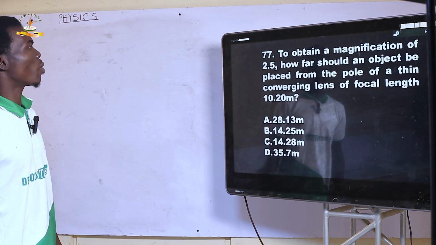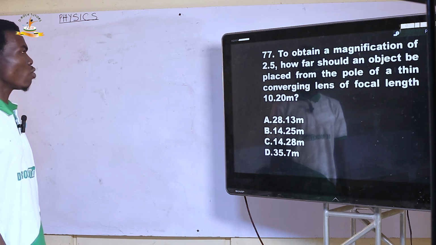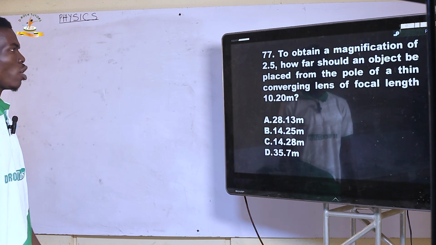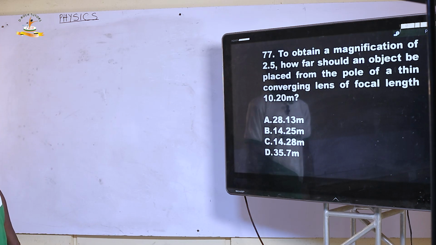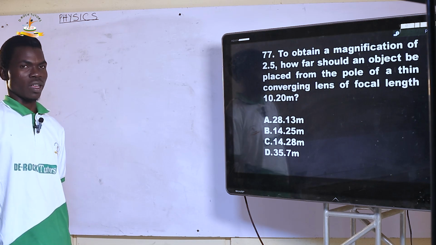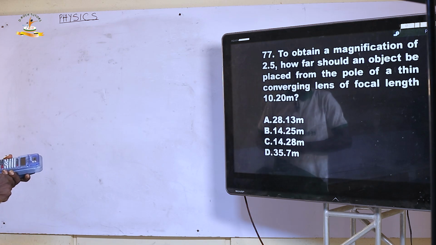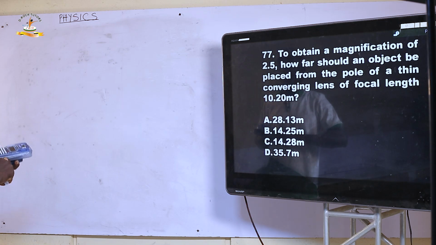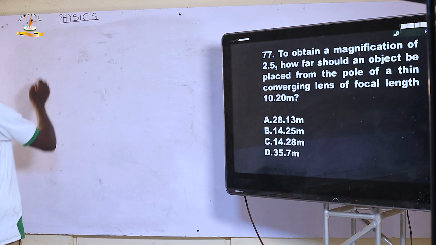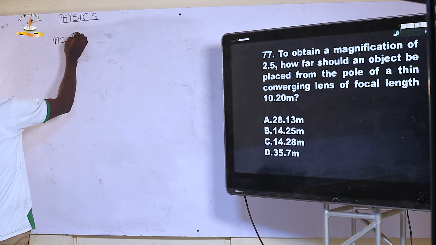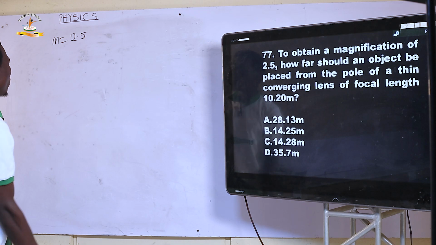So let's go for question 77. To obtain a magnification of 2.5, how far should an object be placed from the pole of a thin converging lens of focal length 10.20 meter? This is another lens problem, and we are given the focal length. We are given the magnification, and the magnification is 2.5. M equals 2.5.